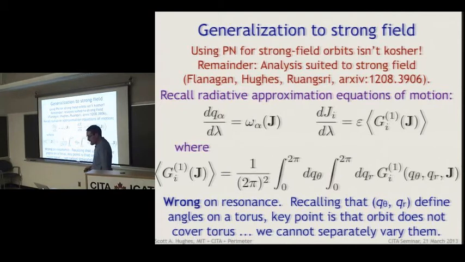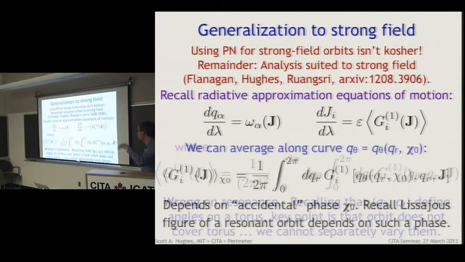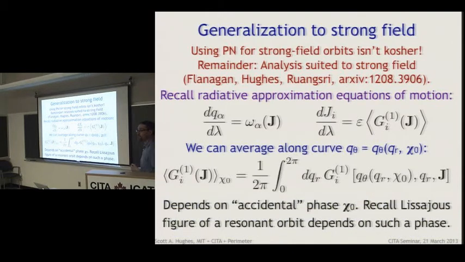So the key thing, as I've already emphasized, is that we've typically computed inspirals using this kind of an averaging notion for our forcing term. And when we're on a resonance, that averaging fails. What we can do is replace it with another version of the averaging that is correct.